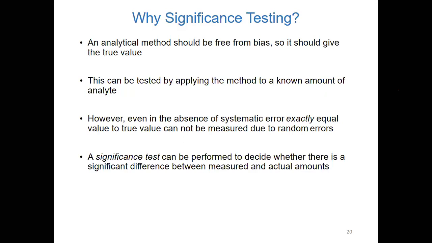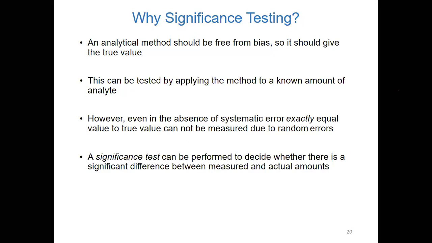So we know that an analytical method should be free from bias. If it is free from bias, it will give a true value. And this can be tested by applying any method to a known amount of analyte. However, in the absence of systematic error, a value exactly equal to the true value cannot be measured due to random errors.